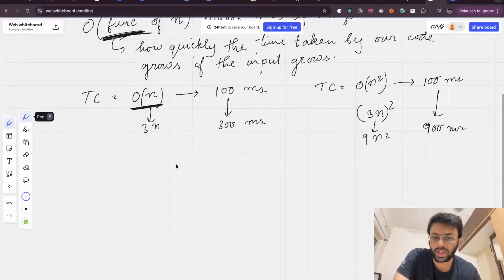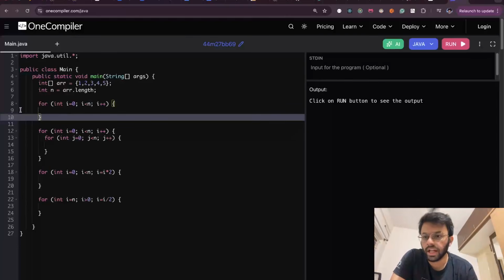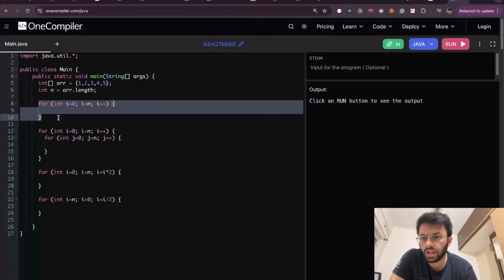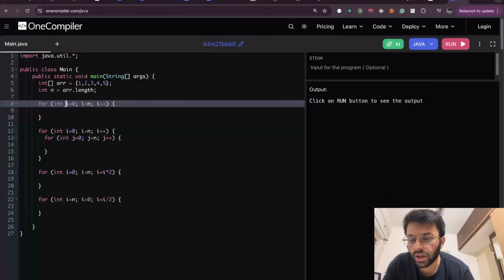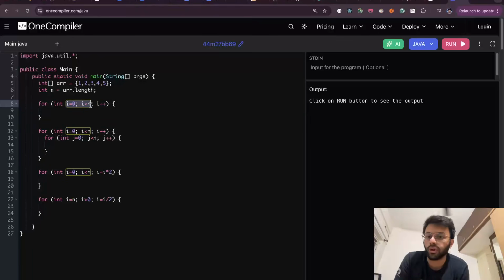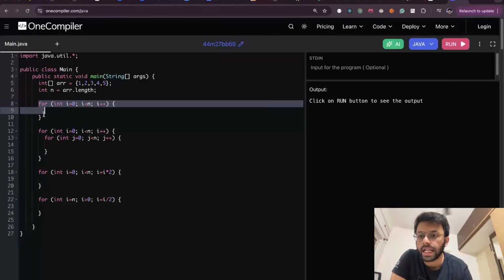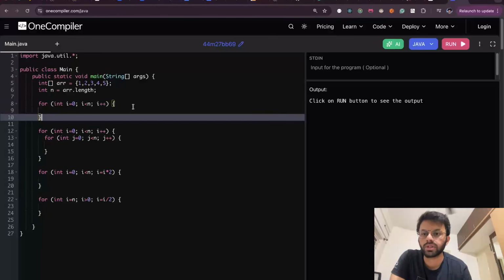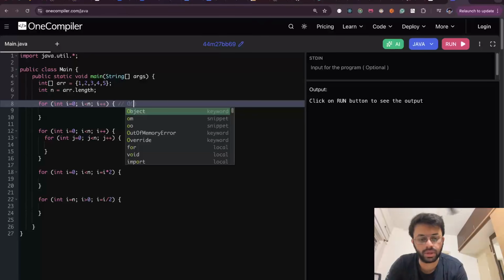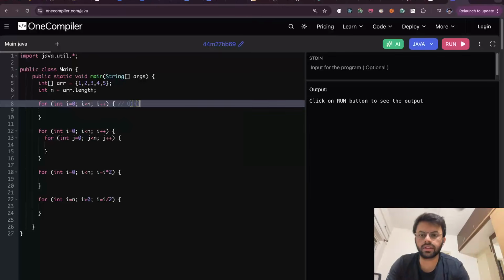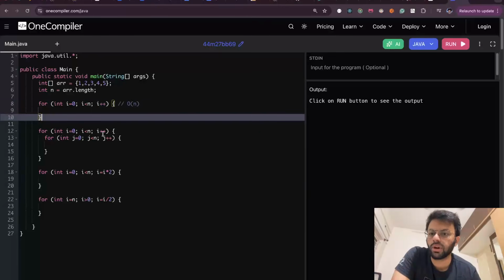Okay, so to calculate time complexities, what you need to do is calculate the number of operations. So here you see, in a for loop, how many operations are there? Your i is going from 0 to n minus 1. So that means there are n operations. So this for loop is running n times, and its time complexity is big O of n.